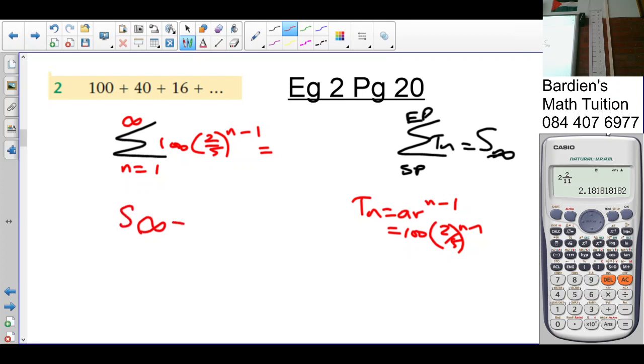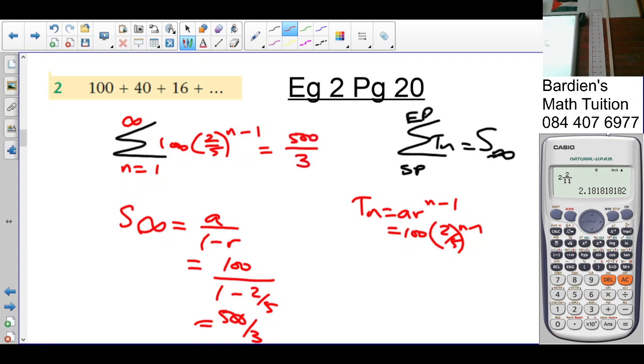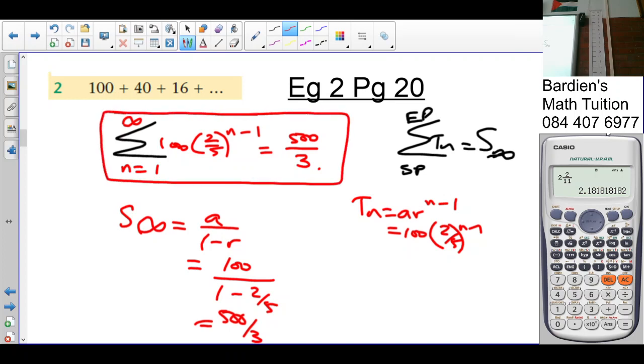So S infinity is equal to a over 1 minus r. Your a value is 100 over 1 minus 2 over 5. So that's going to give you 3 over 5. It's 500 over 3. Is that correct? That's going to be 500 over 3. That's the answer that you're looking for. Any confusion, people? You all okay with this? Right, let's do another one.